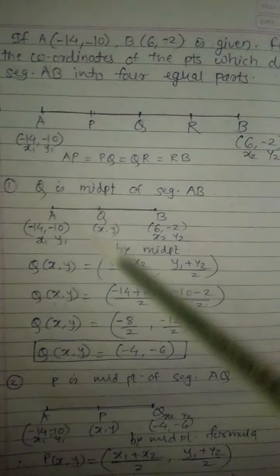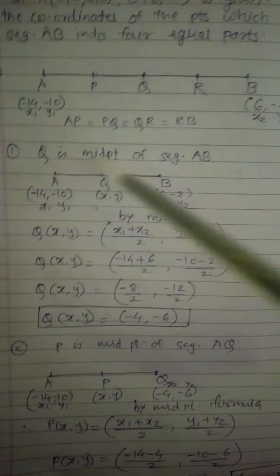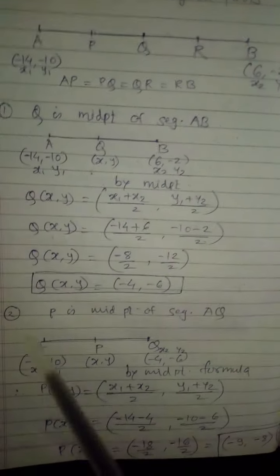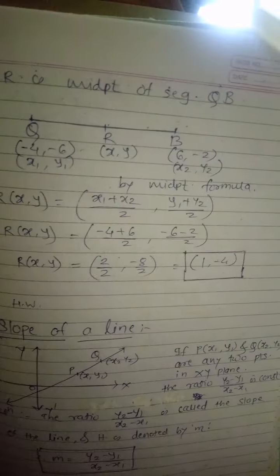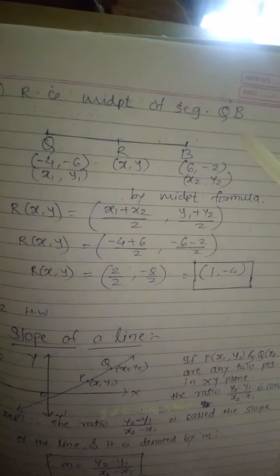So this example is actually divided into 3 parts. The first is that Q is the midpoint of segment AB. Next, P is the midpoint of segment AQ. And now the third part, R is the midpoint of segment QB.